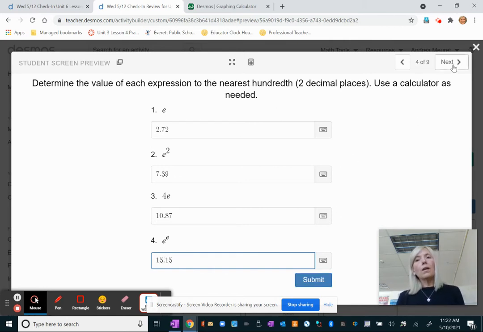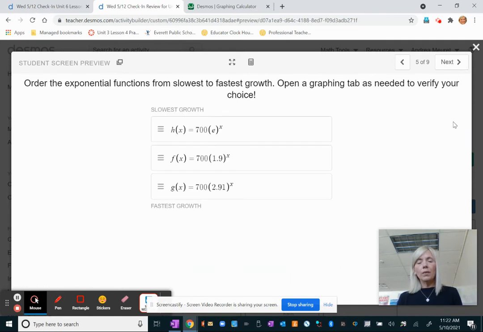Okay, on the next slide, we're looking at ordering the exponential functions from slowest to fastest growth. So I'm going to be looking for what's in the parentheses, because what's in the parentheses is the base, and functions with the smallest base will grow the slowest, okay?